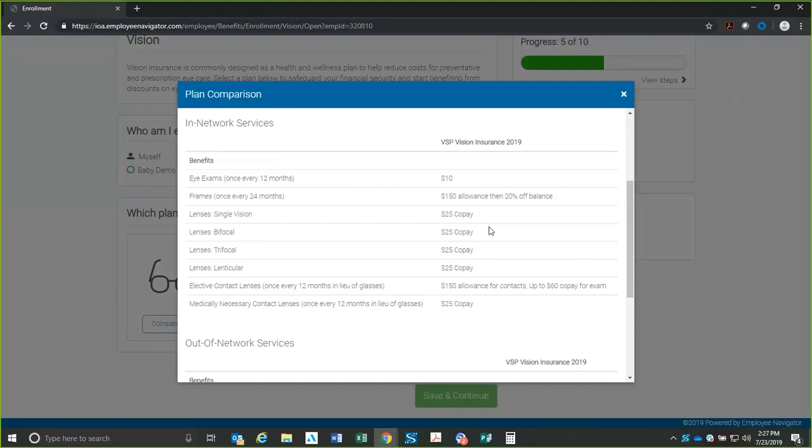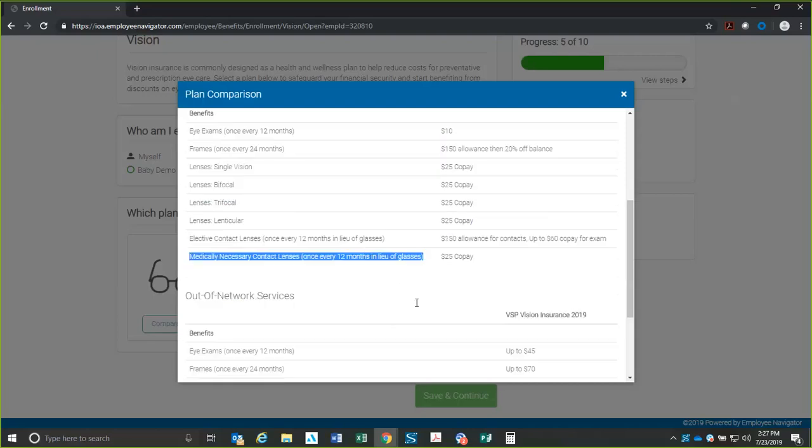Also, if you wear elective contacts and glasses like I do, you can get contacts every year, but in lieu of your full glasses or frames. So you get a $150 allowance for contacts, and there will be a copay for your exam. Now, I've only come across medically necessary contact lenses like once doing this in the past dozen or so years. But if you are one of those people that have medically necessary contact lenses, it's just a simple materials copay.